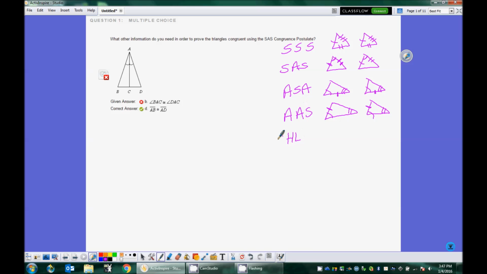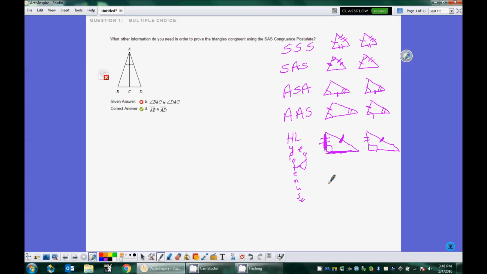The last one, and I don't think it was on this quiz, is called HL. H stands for hypotenuse, and the L stands for legs. So whenever I see that word hypotenuse, I'm thinking about a right triangle, so it has a right angle. The hypotenuse is the longest side, the side opposite the right angle. And the legs are the sides that form an L at that angle. In this case, for HL, or hypotenuse-leg, not only the right angles, I've got to have the hypotenuse marked, and also a pair of the legs. So I had these 2 marked here.